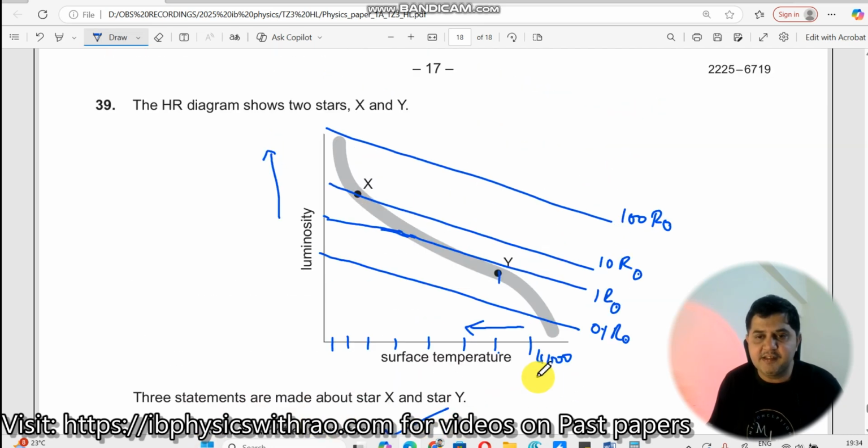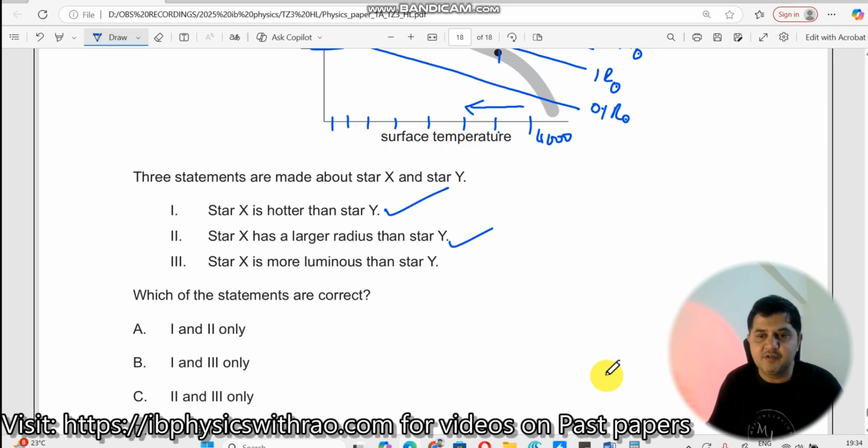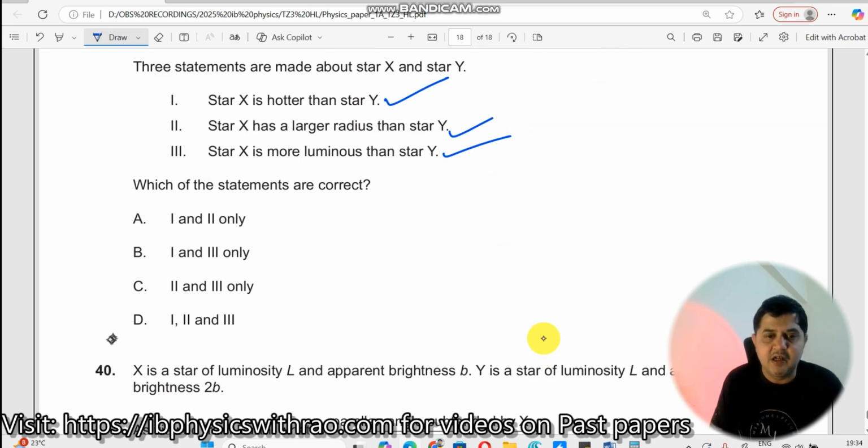Star X is more luminous than star Y. See, this Y coordinate is larger as compared to this Y coordinate. So definitely that is also right. Therefore, all the three, 1, 2, 3, are correct. Thus, you can say option D is the right answer.